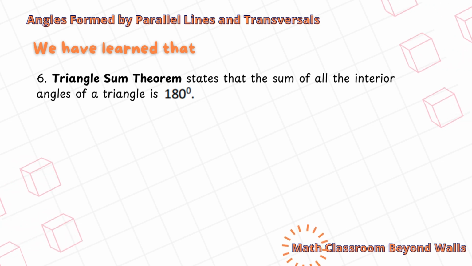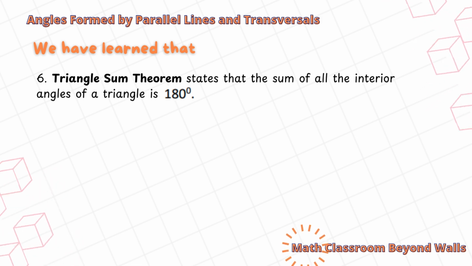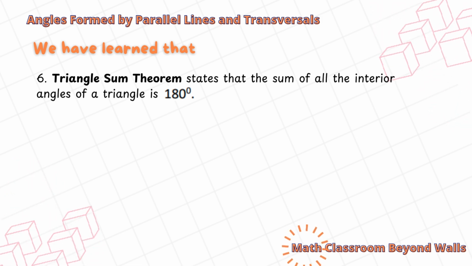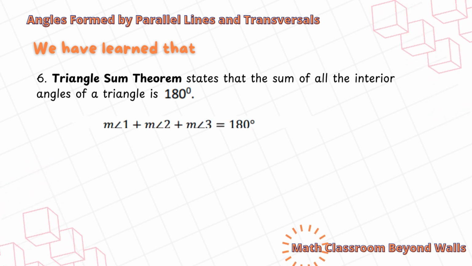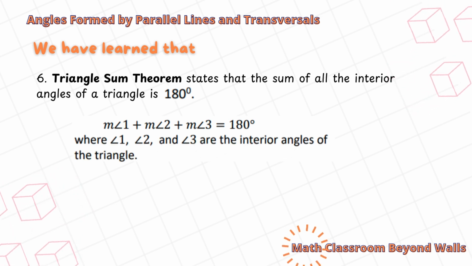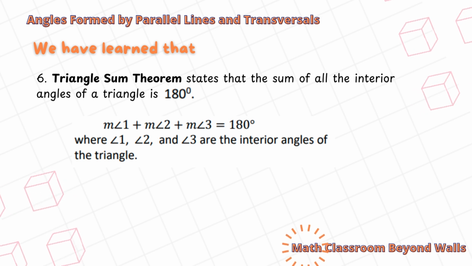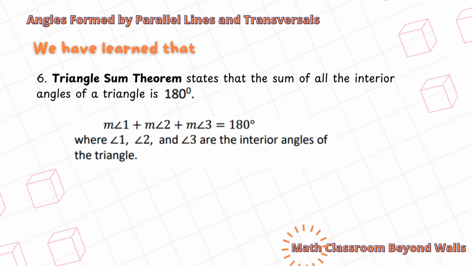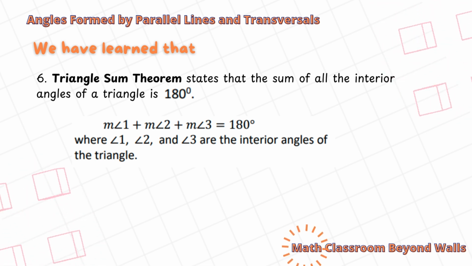Sixth, triangle sum theorem states that the sum of the interior angles of a triangle is 180 degrees. That is, the measure of angle 1 plus the measure of angle 2 plus the measure of angle 3 is 180 degrees, where angle 1, angle 2, and angle 3 are the interior angles of the triangle.